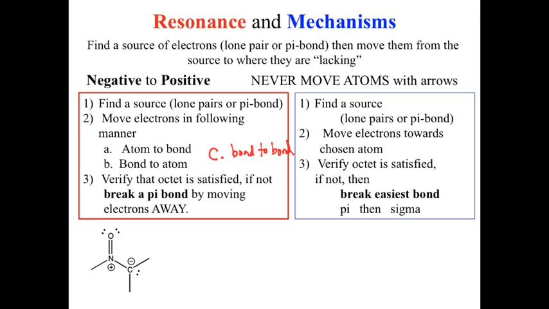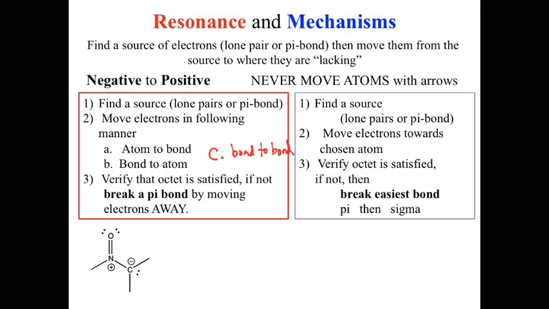Once you've done that single arrow, you want to check and verify your octets are appropriately satisfied. The biggest issue is having more than an octet. You can have less than an octet because that'll get you charges, but you cannot have more than an octet. More than an octet is very, very bad, and we need to fix that. To fix that, you will break a pi bond in the case of resonance by moving the electrons away from the atom that has exceeded its octet, because it has too many electrons. That's why it's exceeded the octet.